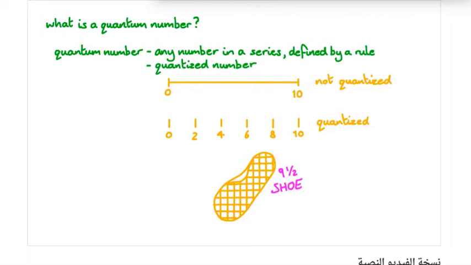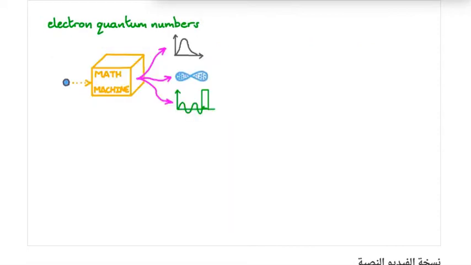Now, how do quantum numbers relate to electrons? Electrons behave in a way that is very complex. A lot of math is required to model how an electron behaves. It would take many years to discuss all the math that goes into quantum physics. However, there are a few simple parts that we can break down together.